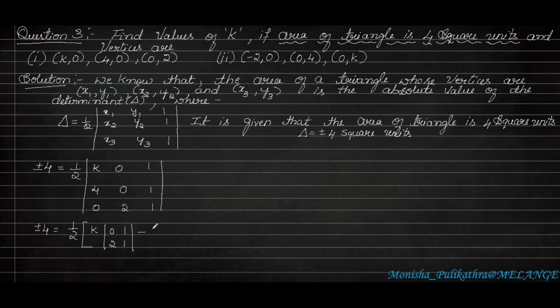Next is minus 0. When I take minus 0, this column and this row get cancelled. The remaining is 4, 1 and 0, 1. And the last element is plus 1. When I take plus 1, this column and this row get cancelled. The remaining is 4, 0, 0, 2.